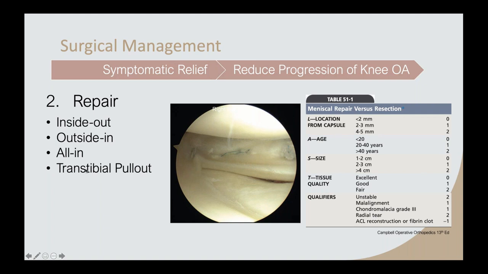However, I just want to highlight that for posterior root tears, these days people are very aggressive to do a transtibial pull-out. As you know, the posterior root tear results in a meniscal extrusion, loss of the hoop strength support of the knee, and results in a rapid acceleration of osteoarthritis. So you might see these kinds of procedures more often in your practice these days.